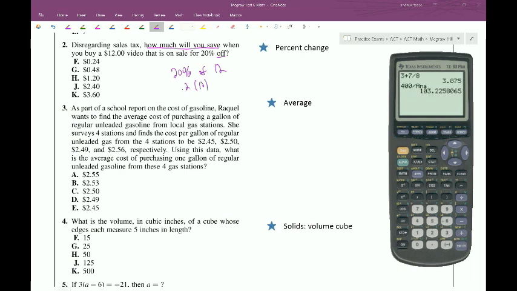So this is what I call hidden basic percent questions. So 0.2 times 12 and you get 2.4. So $2.40.